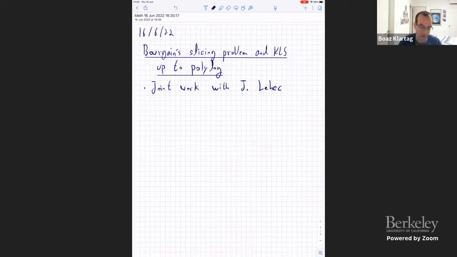So indeed, I'm going to talk about the Bourgain slicing problem and the KLS conjecture, which is solved up to polylog. This is joint work with Joseph Lehec. And actually, I want first to thank the organizers for inviting me to speak about this topic. This is not a completely obvious choice of a topic for a workshop on quantum and crypto and lattices.